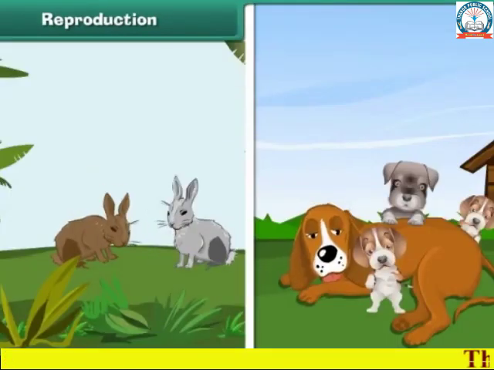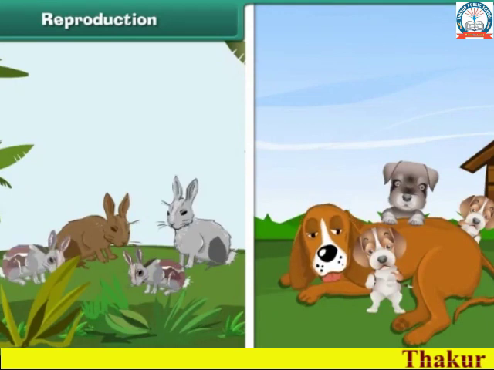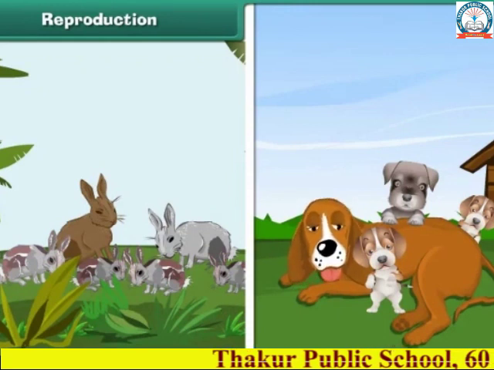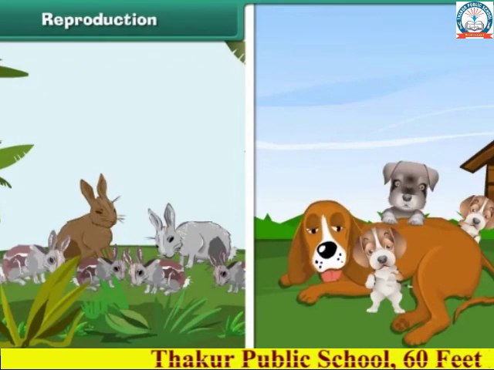Reproduction. All living things can produce young ones. This is called reproduction. Living things increase their number by reproduction.